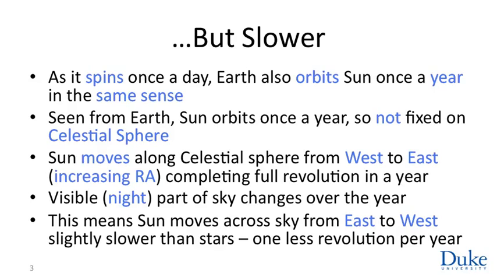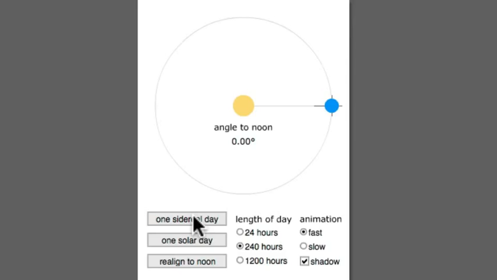How much slower? Over the course of a year, the Sun moves backwards along the celestial sphere by one complete revolution. Let's see that extra day one more time. This simulation will help us to understand the consequences of the fact that as the Earth spins, it's also orbiting the Sun, and therefore the Sun is moving along the celestial sphere. To make things a little more clear, we have pretended that the sidereal day, or a day, is not 24 hours but 240 hours long. This will make the effect much clearer.